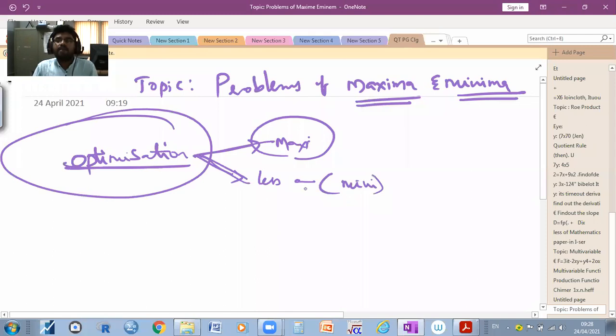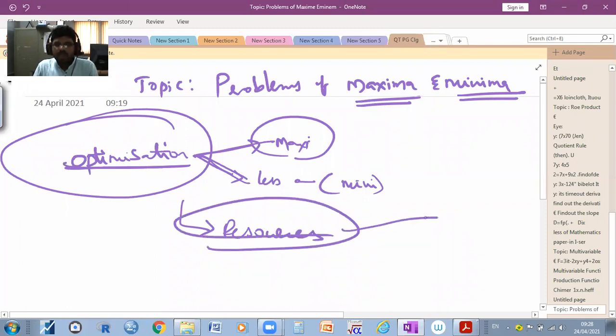It means the optimum level, or the optimal level. In either case it implies the best results under the available circumstances. Available circumstances means whatever resources we have, by using these resources we need to get maximum satisfaction. That's why we use optimization.